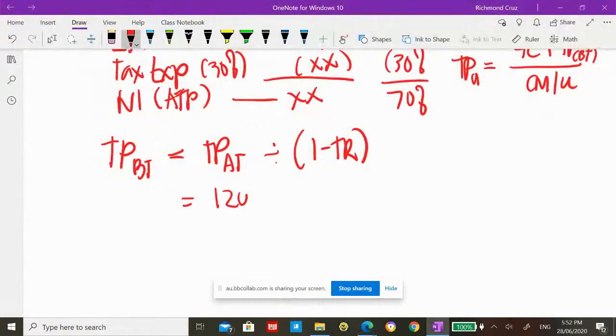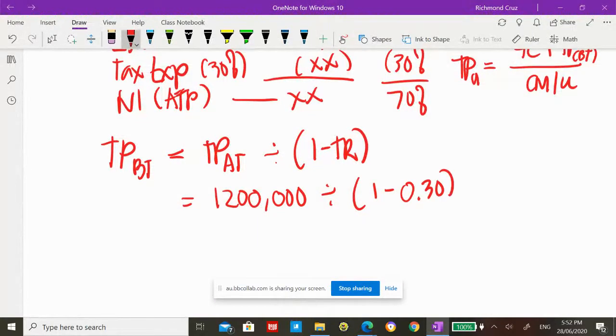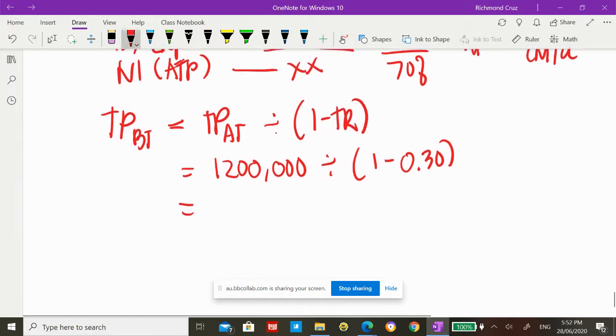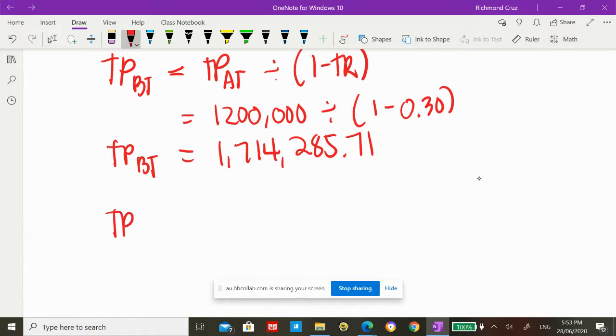In this case, our target profit after tax is 1,200,000. I divide it by 1 minus 30%, or simply divide by 0.7. So 1,200,000 divided by 0.7. The target profit before tax should be 1,714,285.71. Actually, 1,714,285.71428, so I rounded it down.